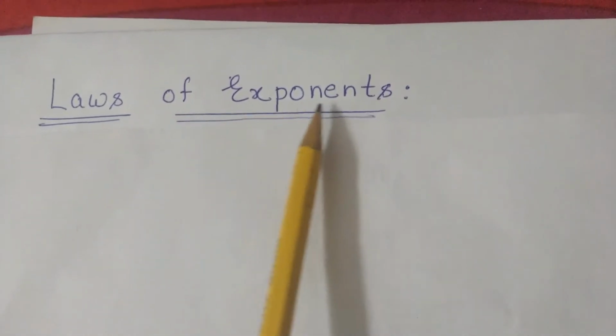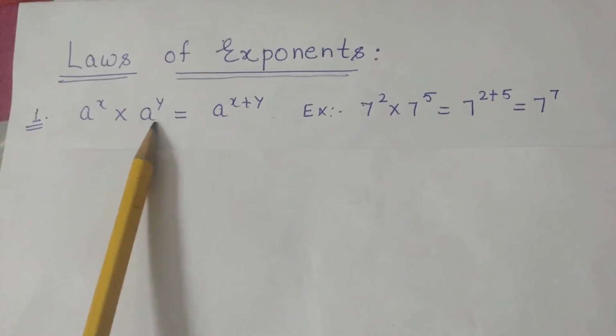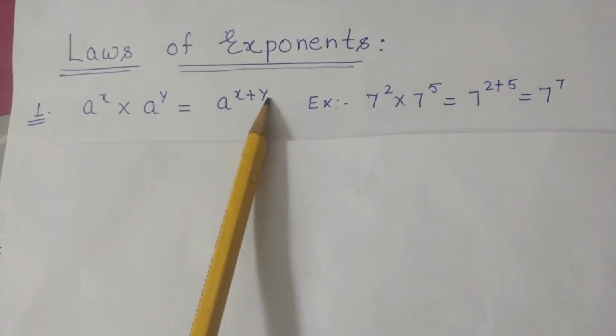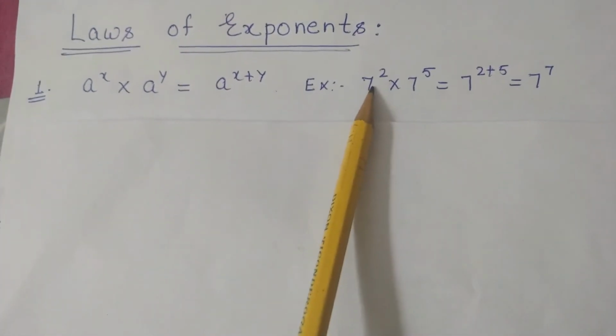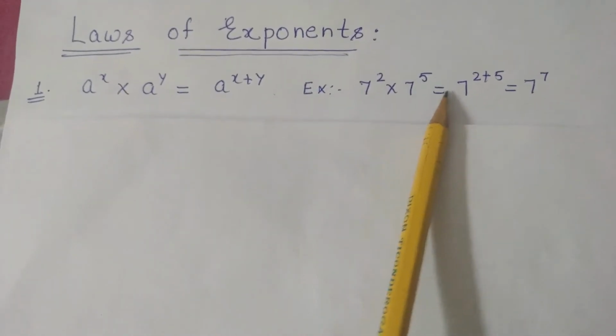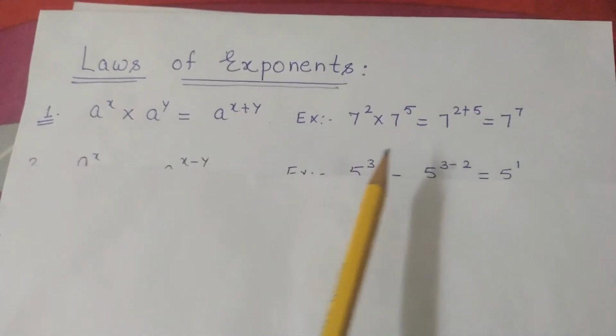Topic is laws of exponent. Now the first law, a power x into a raised to power y. Whenever the base is same, we add the powers: a raised to power x plus y. For example, 7 square into 7 power 5. Base is same, so we add the power, 2 plus 5, 7 power 7.